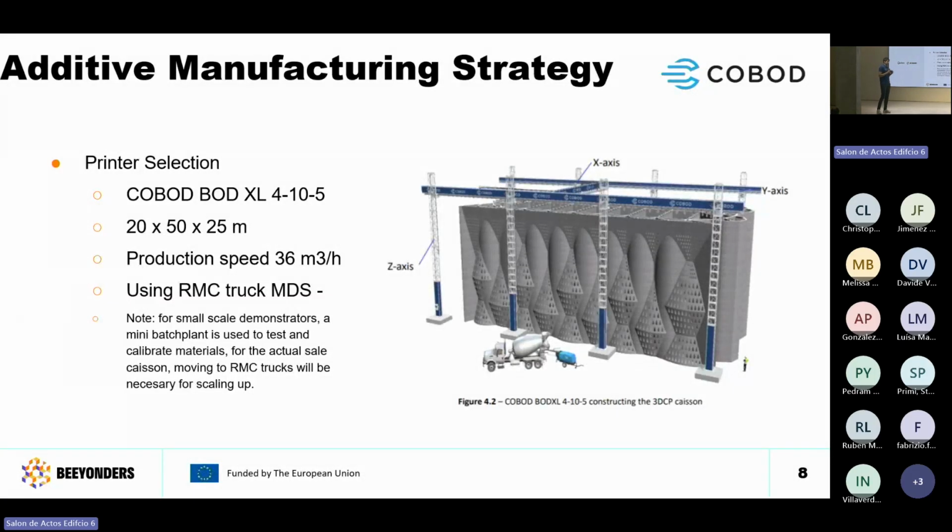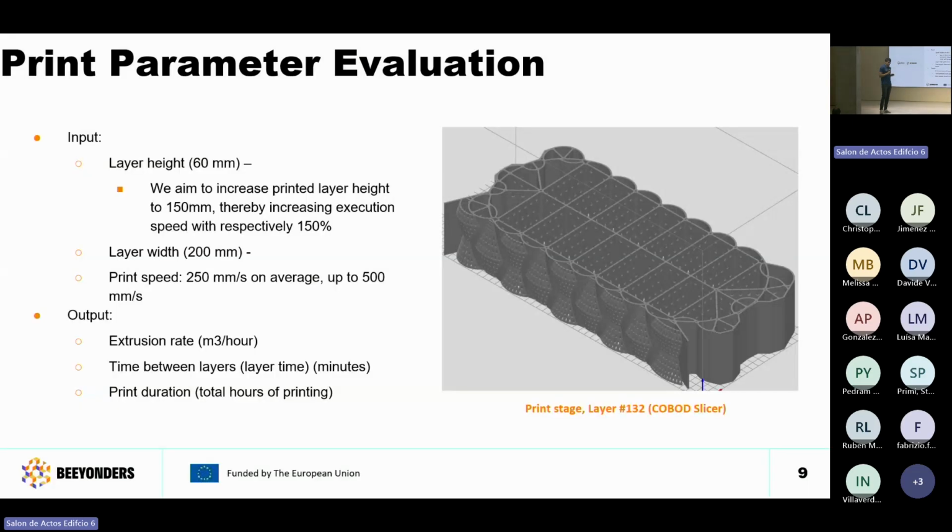Once the design is frozen, we move to the additive manufacturing strategy, where we specify the new generation of Cobalt XL board gantry system, adaptable to the printing of the full size caisson. We determined accordingly important parameters such as the geometry of each layer and the interlayer time.